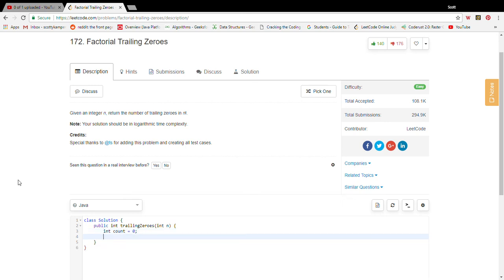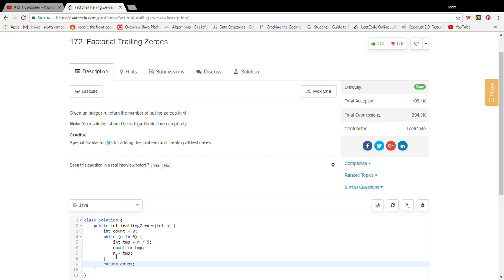Count's going to be 0, and we're going to loop while n is not equal to 0. What are we going to do? What we're going to do is temp is n over 5. And we'll explain this in a second. Count plus equals temp, and n is temp. And then we return the count. That is all there is to it.